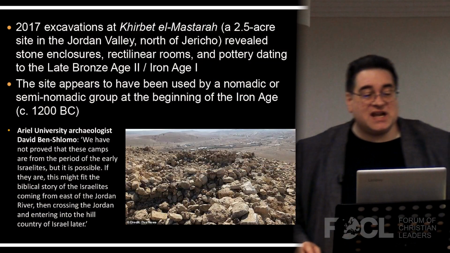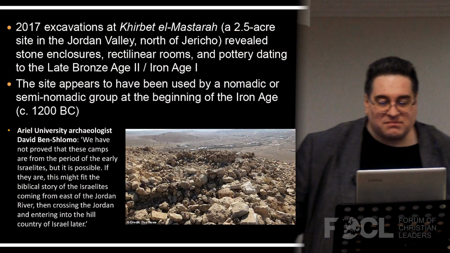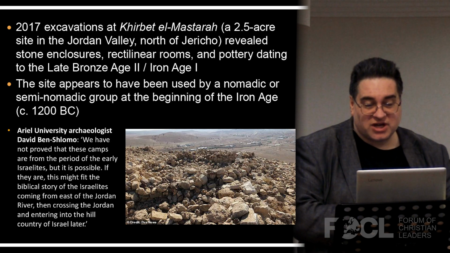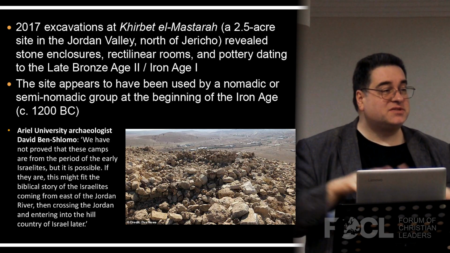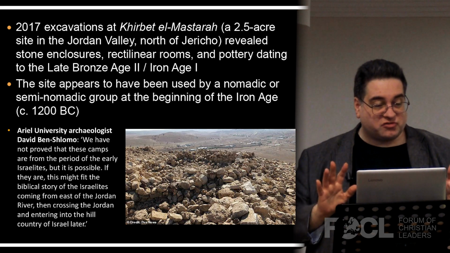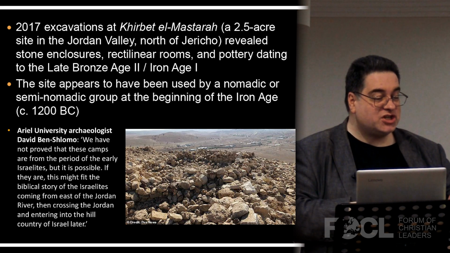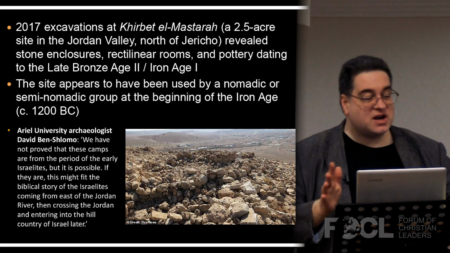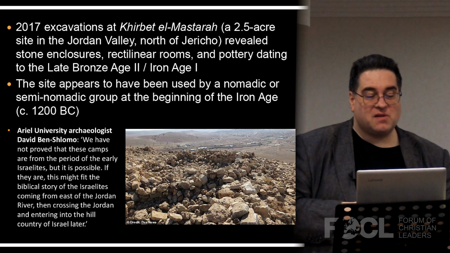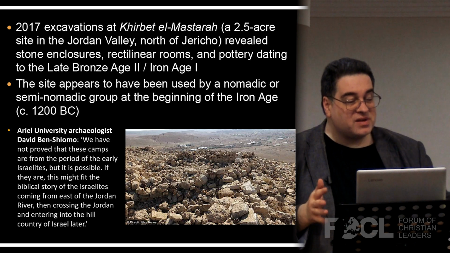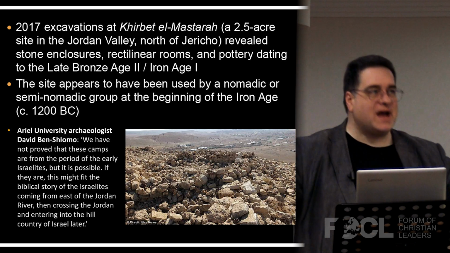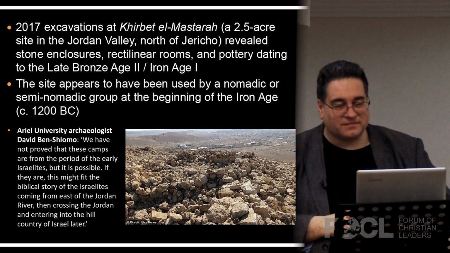In 2017, excavations at Khirbet al-Mashtra, a 2.5-acre site in the Jordan Valley north of Jericho, revealed some stone enclosures with rectangular rooms, pottery dating to the Late Bronze Age 2, Iron Age 1-ish era. The site appears to have been used by a nomadic or semi-nomadic group at the beginning of the Iron Age. So that's around about 1200 BC.